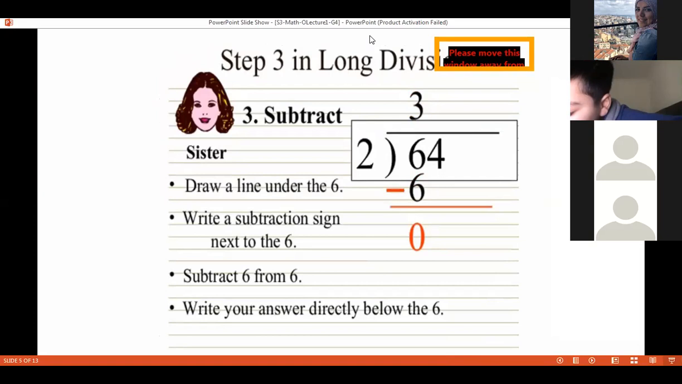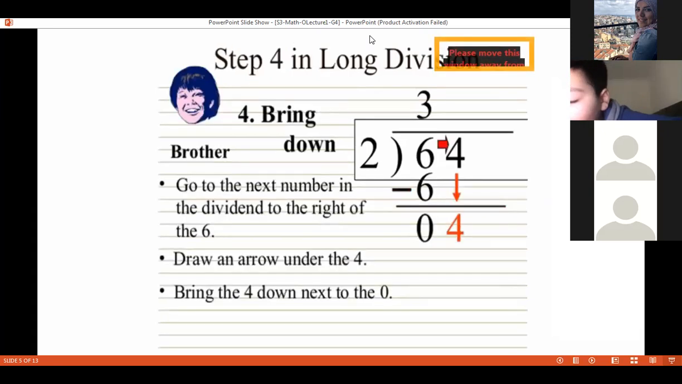Now, who can remind me what's the step after subtraction? Bring down. Very good, Jude. It's bring down. Excellent. So now I should bring down. What should I bring down? No, you should bring down 4. Excellent. So this is the step, which is bring down. When I say bring down, you should bring down the next number beside the 0, okay? Now, if you still remember, we need to repeat the steps all over again. So what's the first step?